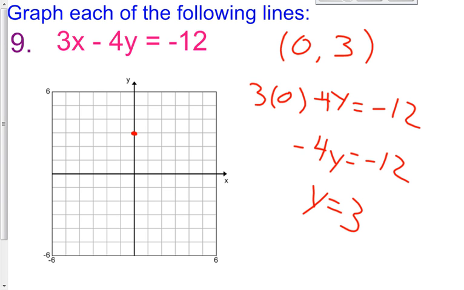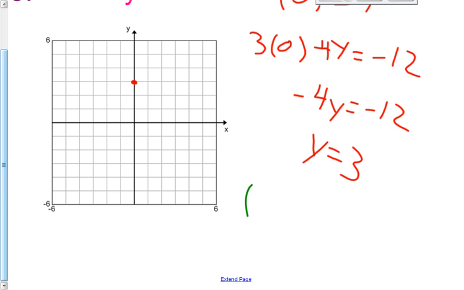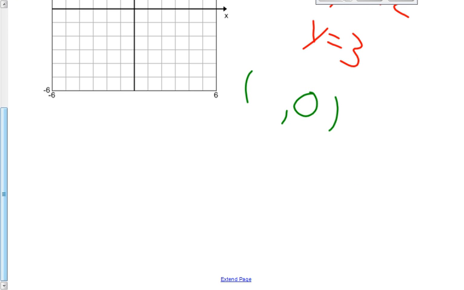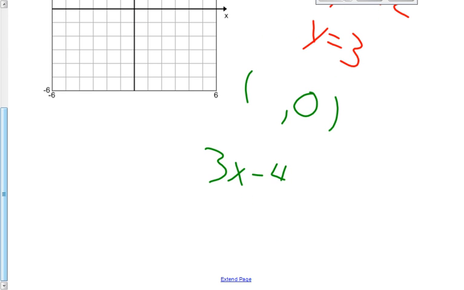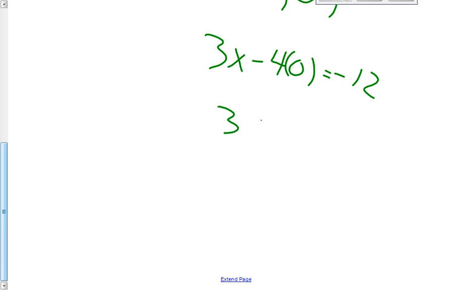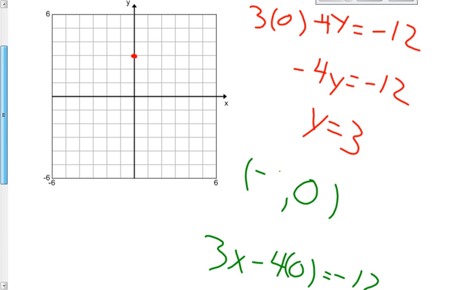I'm also going to find what happens when my y-coordinate is 0. So when my y-coordinate is 0, what is my x-coordinate? 3x minus 4 times 0, that equals negative 12. So we would have 3x equals a negative 12, thus x equaling a negative 4. So at negative 4, 0, I have another point. Negative 1, 2, 3, 4, 0. You have your 2 points. Connect them using a straight edge.